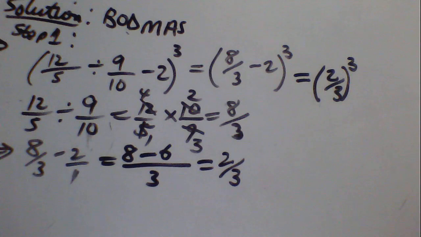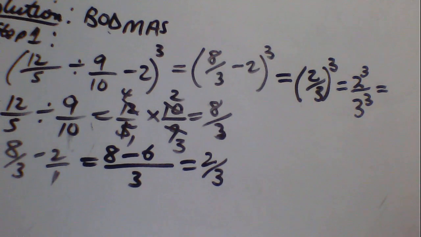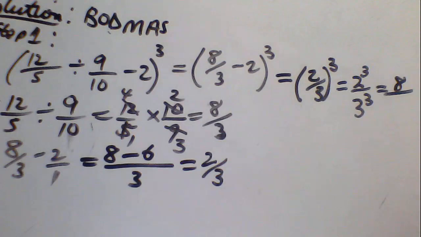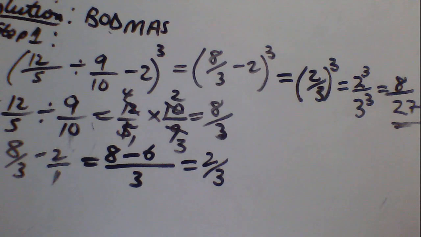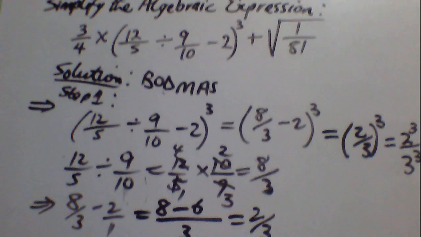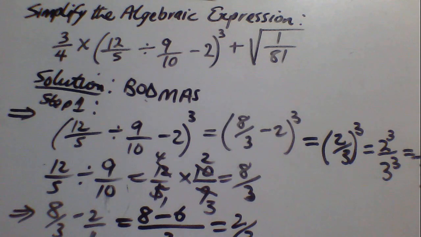You can solve it immediately. Is it not so? This is the same as 2 raised to the power 3 divided by 3 raised to the power 3. So 2 raised to the power 3 is equal to what? 2 times 2 times 2 will give us 8. 3 times 3 times 3 will give us 27. So we are through with the bracket. That gives us 8 over 27. So you return here. All of this is equal to 8 over 27.